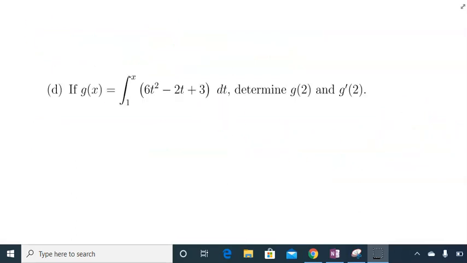Let's look at another problem. If g of x is equal to the integral from 1 to x of 6t squared minus 2t plus 3 dt, determine g of 2 and g prime of 2. Now, recall that we had already worked out what g of x and g prime of x look like. So let us just go back to doing that.